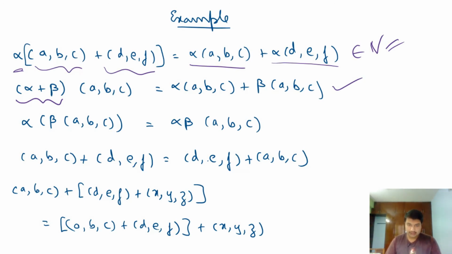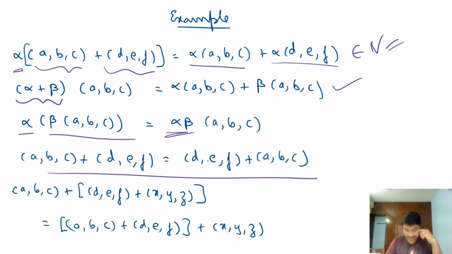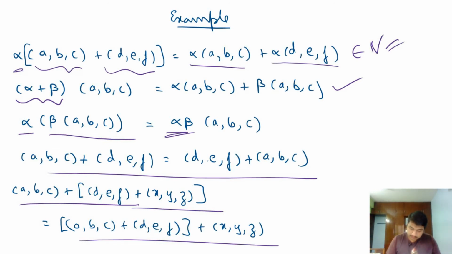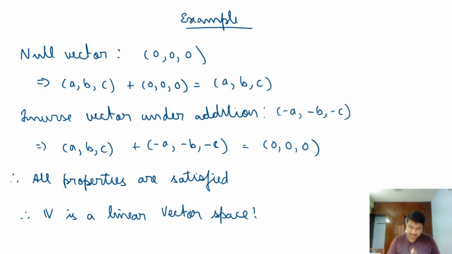So all these properties you can easily verify. Alpha times beta times (A, B, C) is equal to alpha beta times (A, B, C). This is the associative property, and if you add, the order of addition also is not going to matter, which is the commutative property. And this is the associative property with respect to addition, and what it means is that if you add these two first and then add it to this one, it is the same as adding the other two first and then adding it to this one. So all of these properties are satisfied.